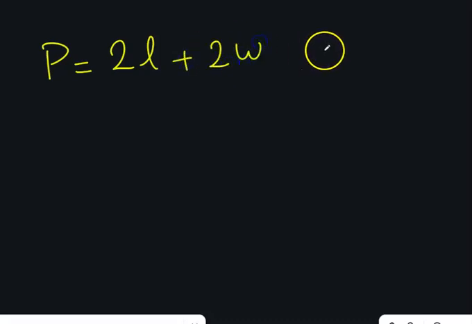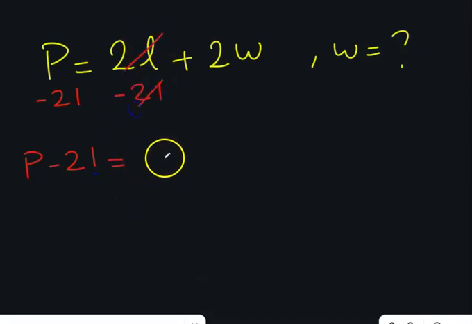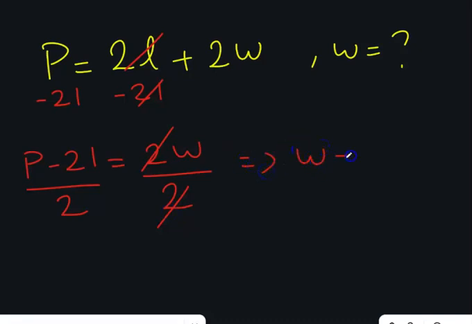Let's do perimeter. P equals 2L, two lengths, plus 2W, two widths, and I would like to solve it for W, which is width. Let's get rid of 2L first. Minus 2L, minus 2L. On the left side I have P minus 2L. On the right side, 2L minus 2L, they're gone. I have only 2W, 2 times width, which means the inverse of multiplication, which is division. Divide by 2, divide by 2, the 2's are gone. On the right side I have W equals P minus 2L over 2.